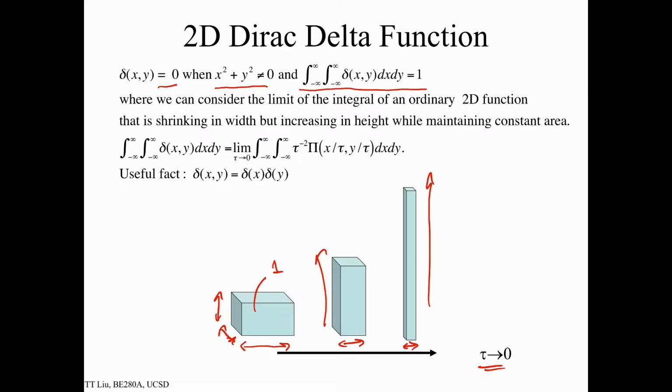Okay. A useful fact, which will come in very handy throughout the course, is that the 2D delta xy can be written as a product of delta x 1D times delta y. So it's a product of two 1D functions, and this is what's known as a separable function. It's one type of separable function because it can be written as a product of a function in x and a function in y.